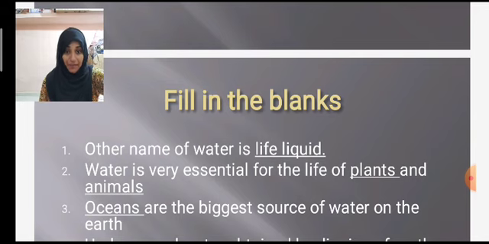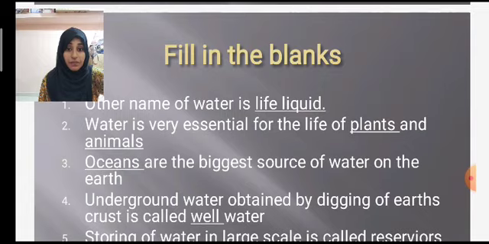The first fill up the blank. The other name for water is what? It is life liquid. The other name of water is life liquid. Next, water is very essential for life of plants and animals. Without water, there is no life.